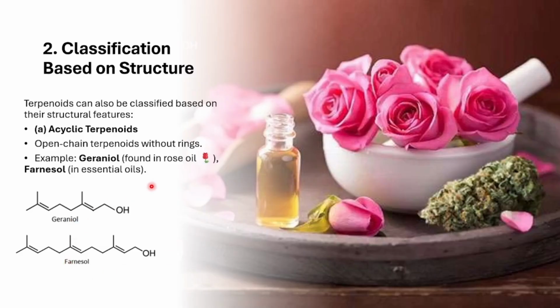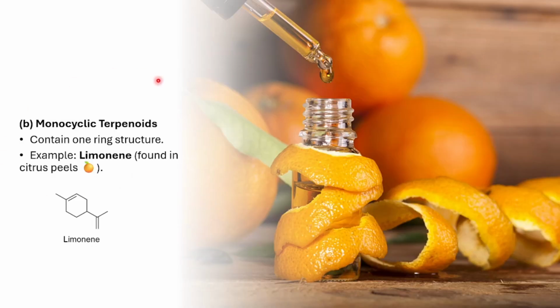Classification based on structure. Terpenoids can also be classified based on their structural features. Acyclic terpenoids are open chain terpenoids without ring. Here's an example: geraniols and farnesols. Geraniol is found in rose oil, farnesol is an essential oil that's present in the rose. These are the two famous examples of acyclic terpenoids.